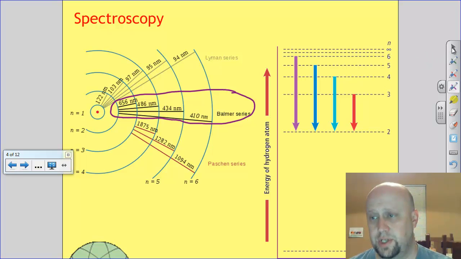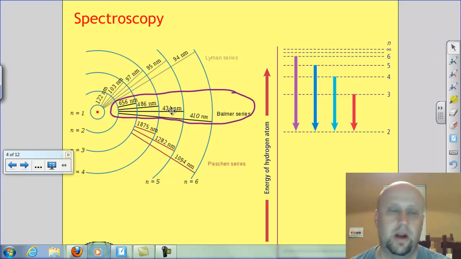Now, the question is then, what is going on there in those bands? Well, here's what happens. So in the Bohr model, there's these energy levels, right?